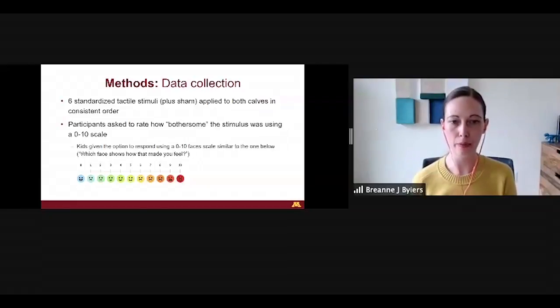We chose this language because we didn't want people responding with how painful it was, since the stimuli are not designed to be at a level where they should elicit a lot of pain, but they might be annoying or uncomfortable. So we wanted to measure those things that might also be reflected in our behavioral coding scheme.